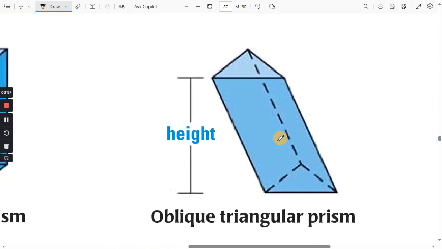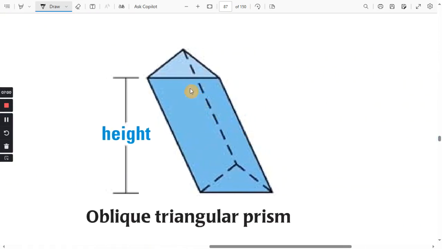Now, if you go to the oblique prism, it's basically leaning to the side. The bases are still parallel, but these lateral faces are not perpendicular to the bases. Okay, so the height is basically measured like this, right here. And if you were to extend this line on the base, it would be perpendicular right here. Remember, the height has to be perpendicular to the bases. It's the perpendicular distance between the two bases. So that's the definition. That's the difference between oblique and right.